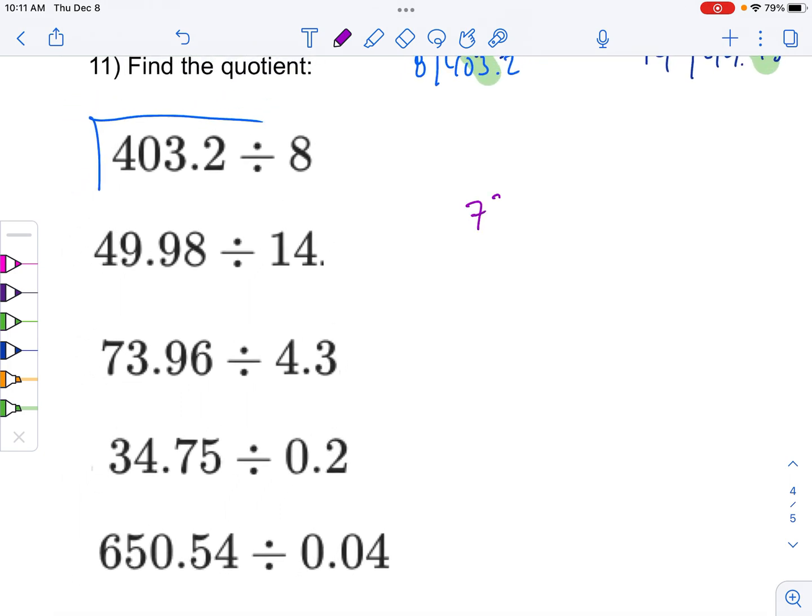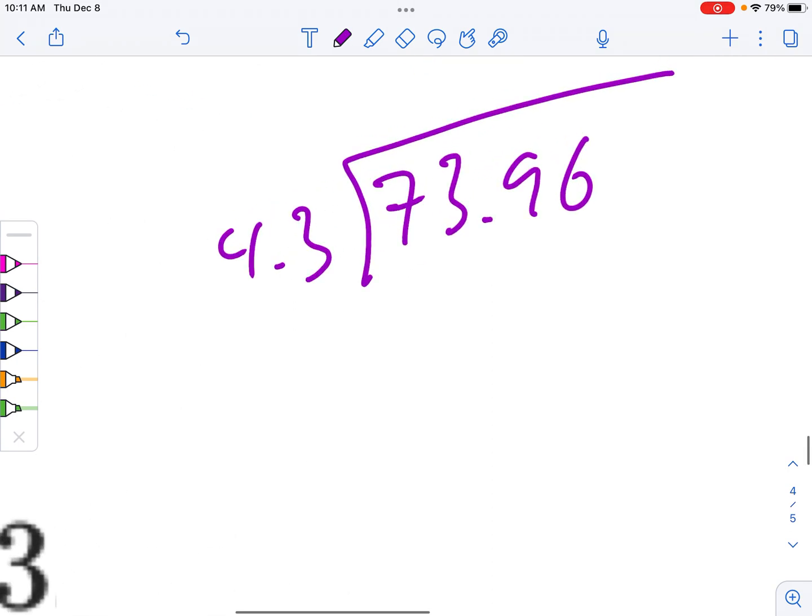All right, so this one is 73.96 divided by 4.3. Oop, we got a decimal. We got to clear it. So whatever we do to this one, we got to do here. This actually does not change the problem at all.